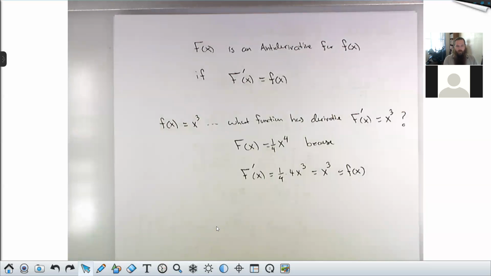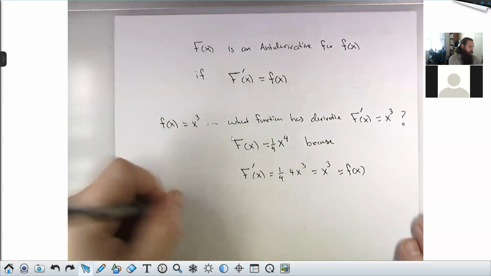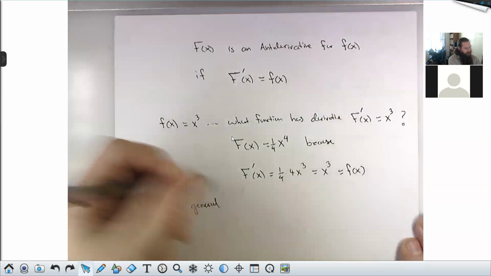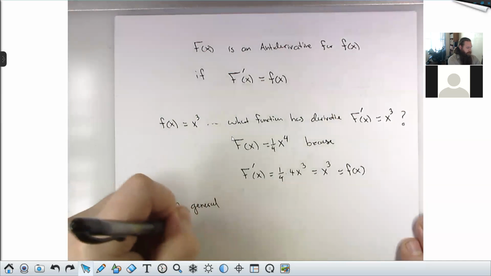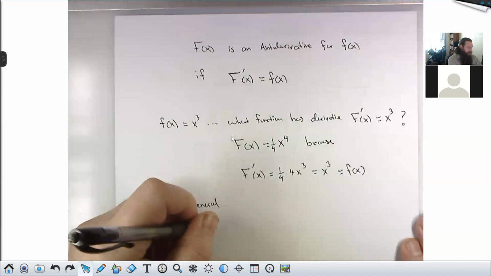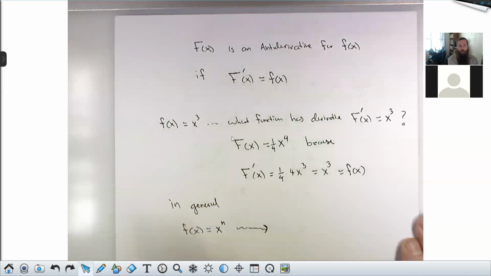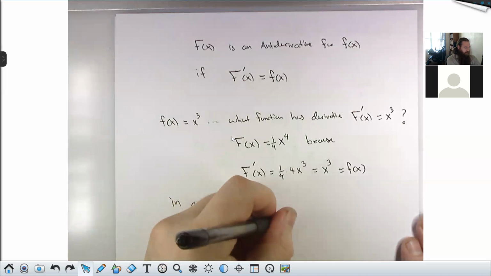To find an antiderivative, you add 1 to the power, so the 3 becomes a 4, and then you divide by that new power. So in general, okay. I think this is how it feels. Feels like I get it, but at the same time, it feels confusing. It's definitely hard. Antiderivatives are way harder than derivatives.